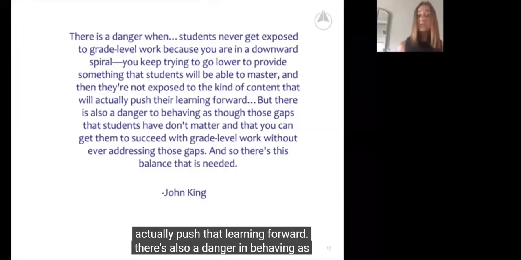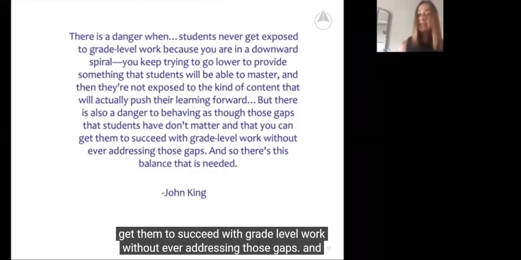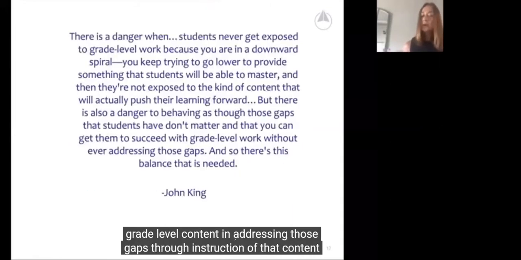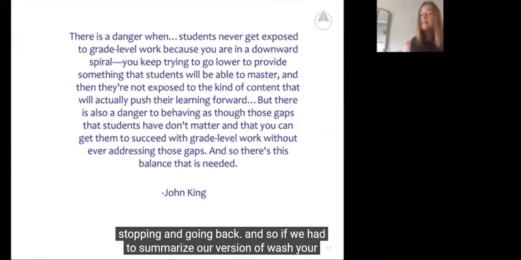There's also a danger in behaving as though those gaps that students have don't matter, and that you can get them to succeed with grade level work without ever addressing those gaps. And so there's this balance that is needed. The research suggests that starting on grade level content and addressing those gaps through instruction of that content, rather than changing the base content, is more likely to accelerate learning than stopping and going back.